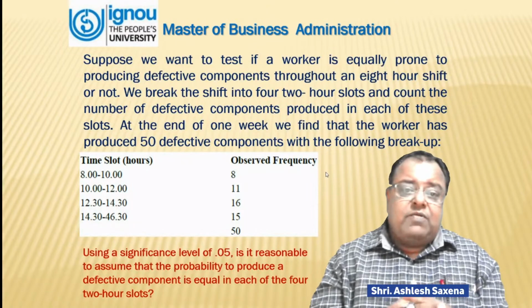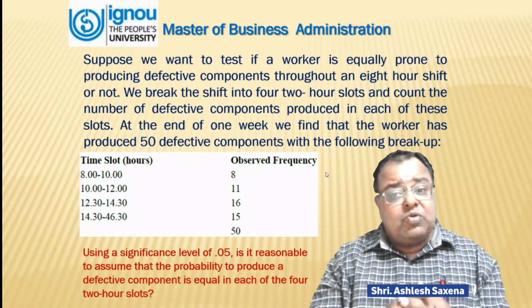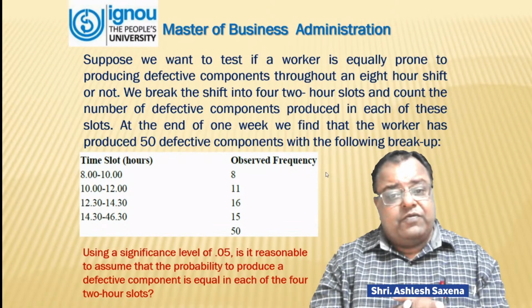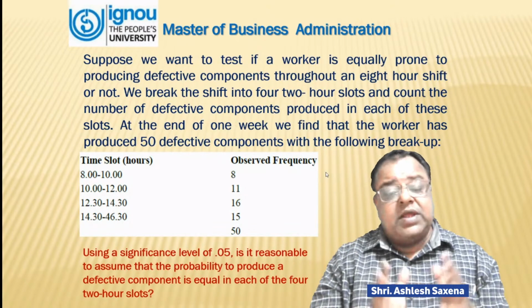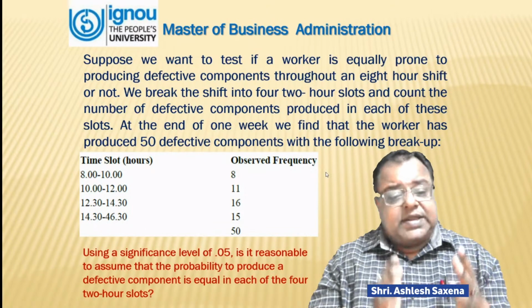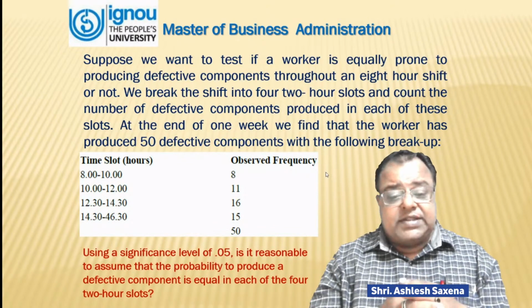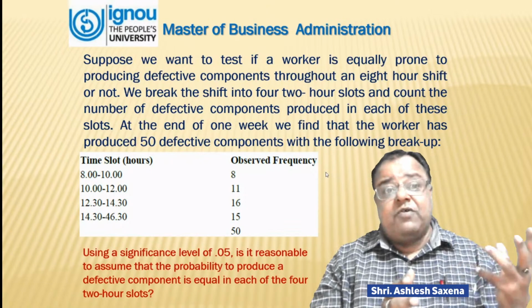Suppose we want to test if a worker is equally prone to producing defective components throughout an 8-hour shift or not. We break the shift into four 2-hour slots and count the number of defective components produced in each of these slots. At the end of 1 week, we find that the worker has produced 50 defective components with the following break-up. Using a significance level of 0.05, is it reasonable to assume that the probability of producing a defective component is equal in each of the four slots?